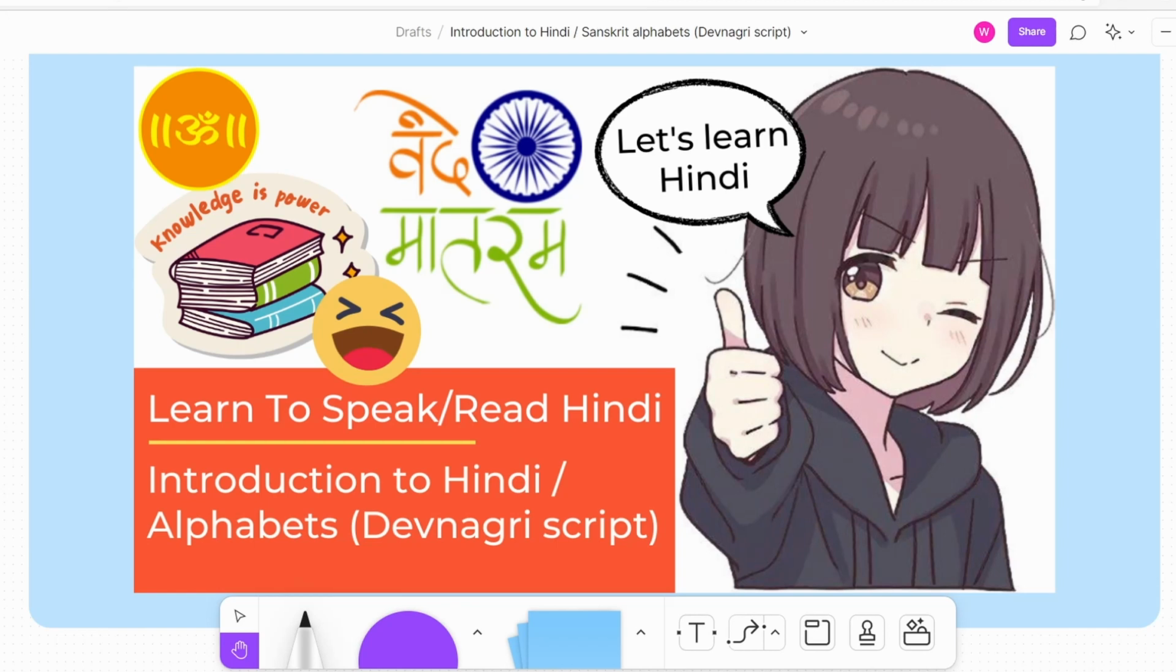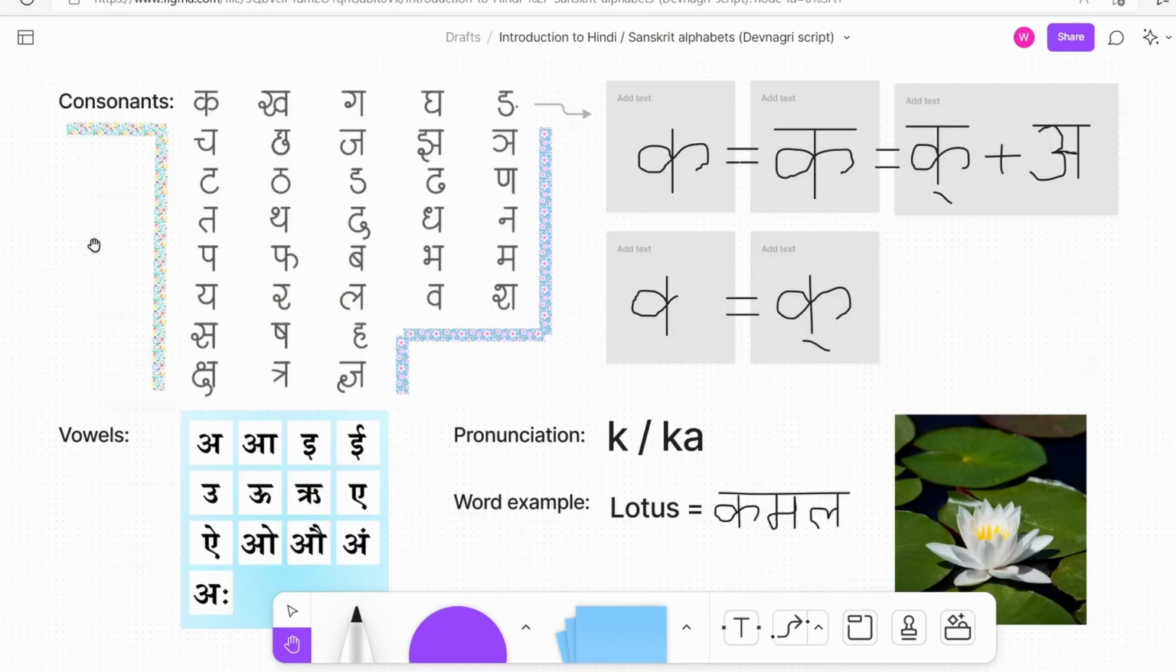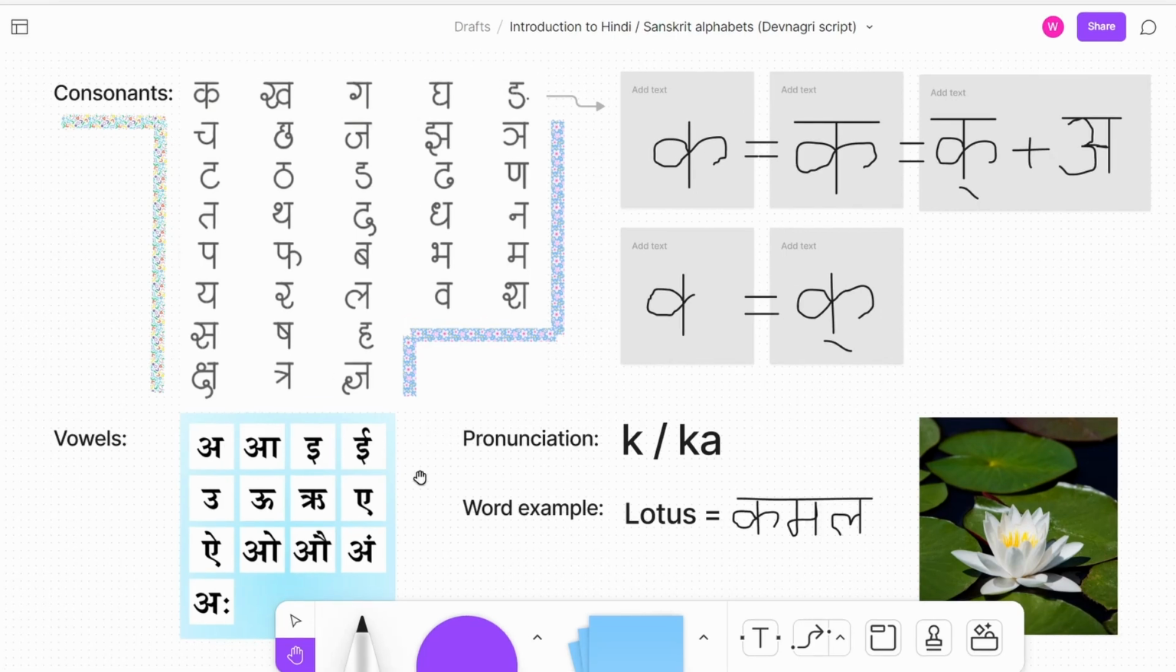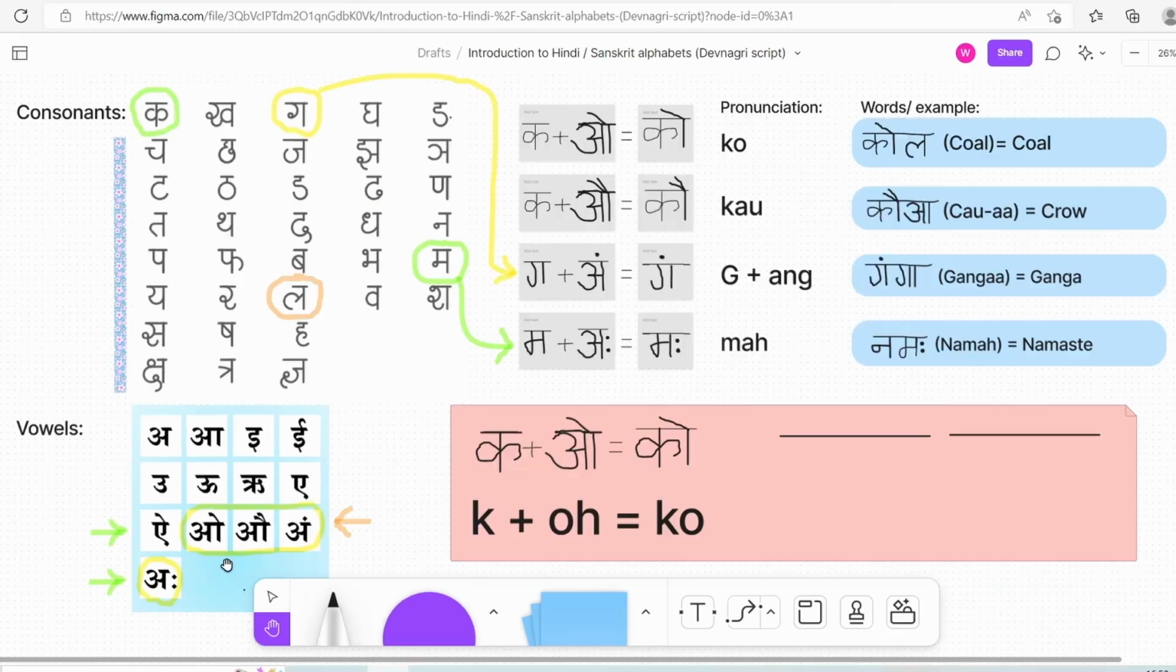This video is part 4 of the series Introduction to Hindi Alphabets. In this series, I have been describing how to use various alphabets or characters in Hindi language and how to write, pronounce and read it. In this video, I will be explaining the last 4 vowels and how to pronounce and write it.